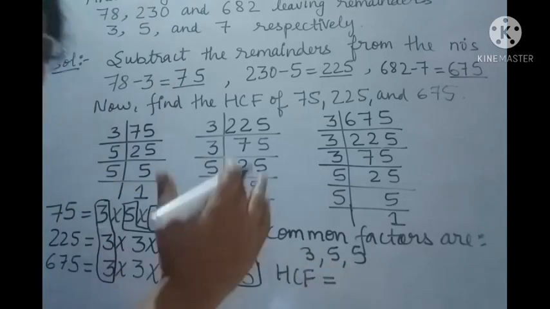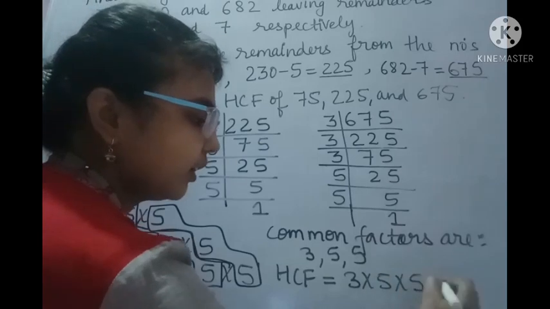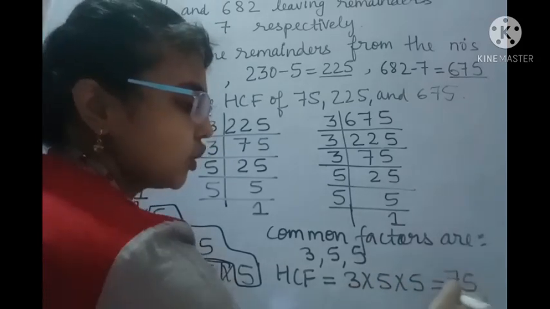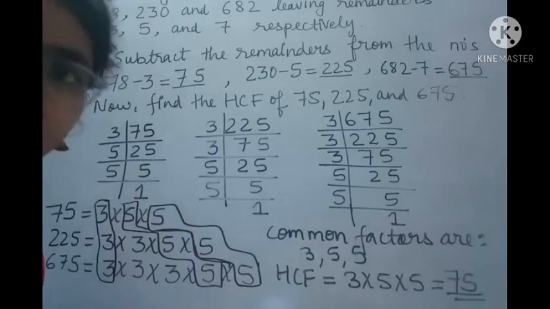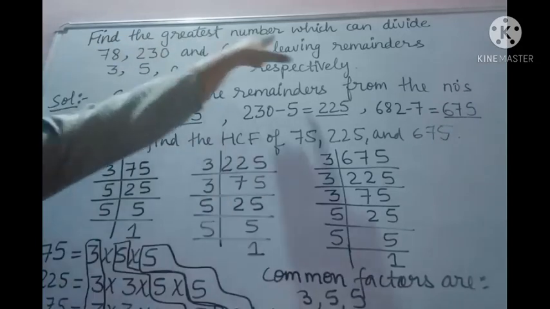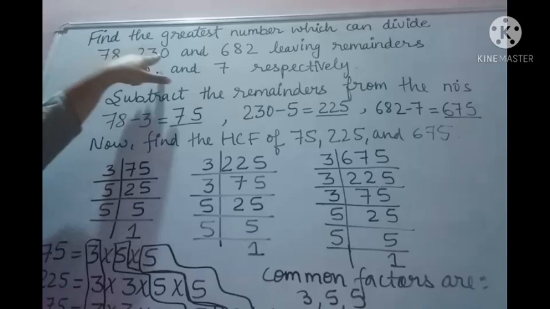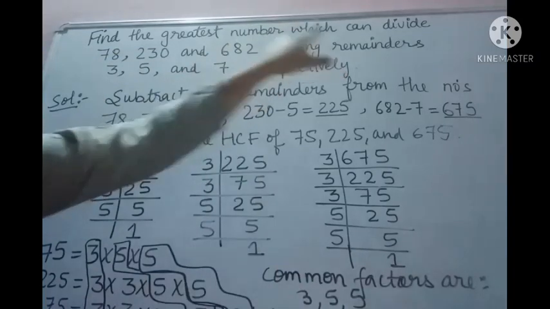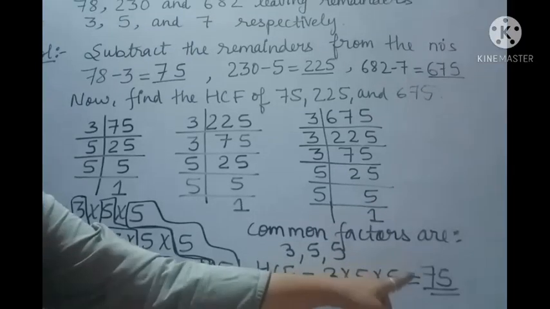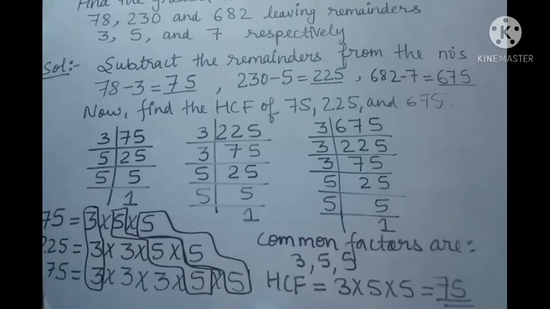So what will the HCF be? When you take the commons, you need to multiply them. What do you get? 3 fives are 15, 15 fives are 75. So the HCF of these numbers is 75. Therefore we get the answer. The greatest number which can divide 78, 230 and 682, leaving remainders 3, 5 and 7, is 75.